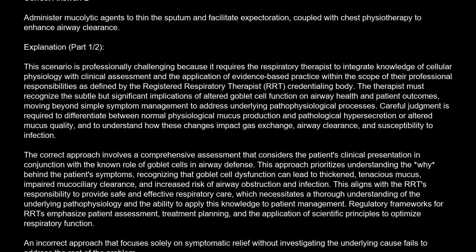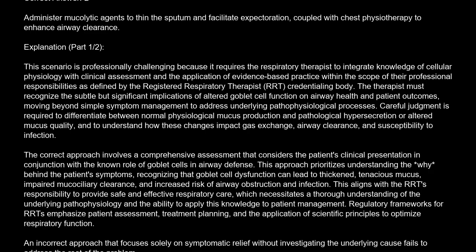Careful judgment is required to differentiate between normal physiological mucus production and pathological hypersecretion or altered mucus quality, and to understand how these changes impact gas exchange, airway clearance, and susceptibility to infection. The correct approach involves a comprehensive assessment that considers the patient's clinical presentation in conjunction with the known role of goblet cells in airway defense.